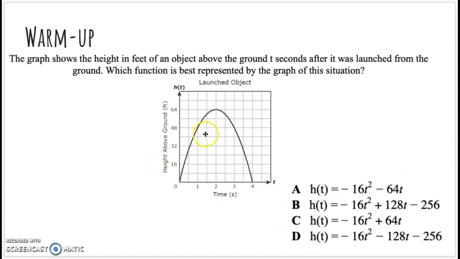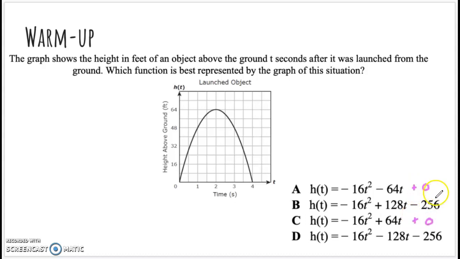So let's see here. We know it's got a negative leading coefficient. Our parabola is opening down, so that leading coefficient has to be negative, but that doesn't really help us eliminate any answer options because they all start with negative 16t squared. But then you might notice the next thing we want to look at is this trailing number. So we've got plus zeros here.